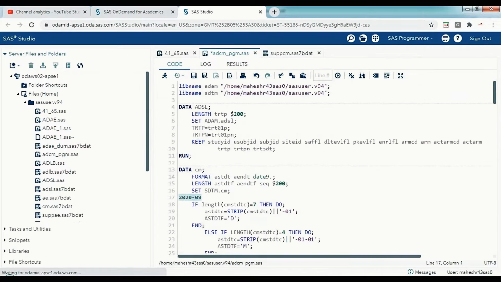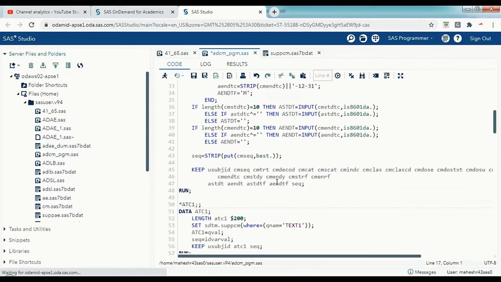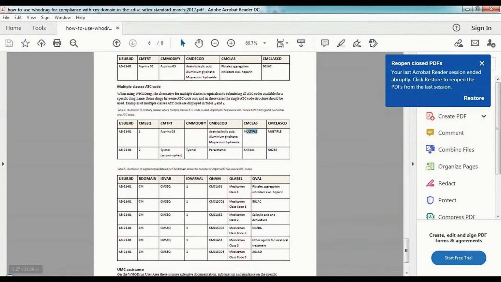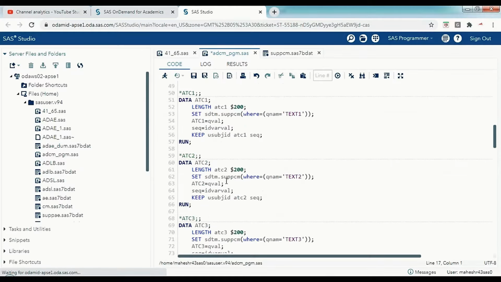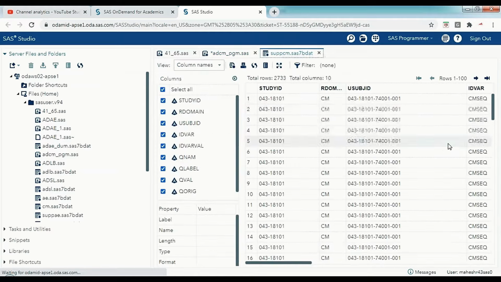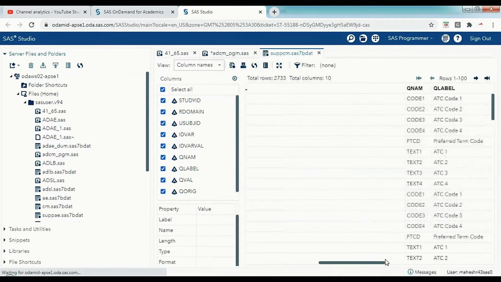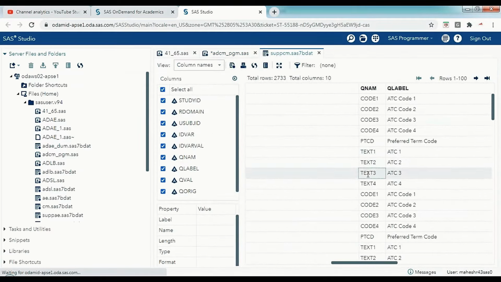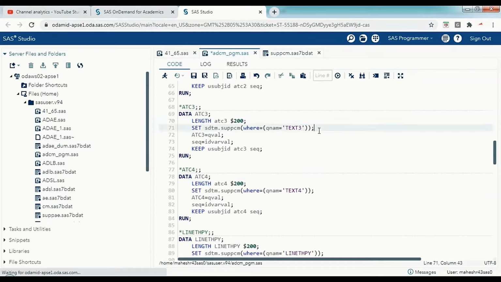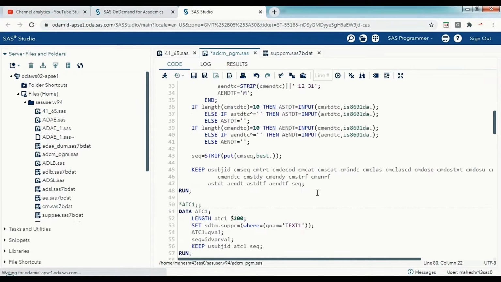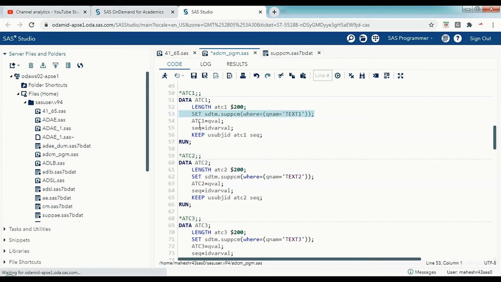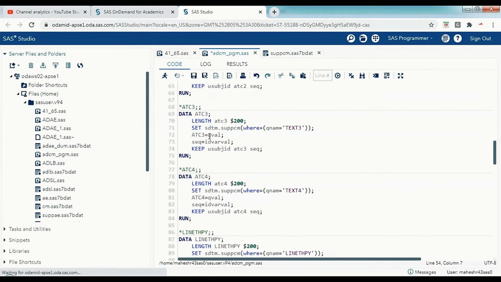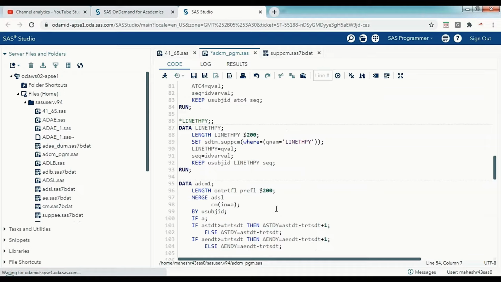And wherever we get the ATC classification related variables, all the variables as per the discussion are sent into the supplementary data set, so we have to pick from there. Here you can see the supplementary CM has these variables. So IDVAR, VAL, you can see TEXT1, TEXT2, TEXT3, TEXT4, right? The QC label is showing ATC 1, 2, 3, 4 like that. So we have to pick TEXT1, TEXT2, TEXT3 and TEXT4. TEXT1 related variable is ATC1, TEXT2 is ATC2, TEXT3 is ATC3, TEXT4 is ATC4.